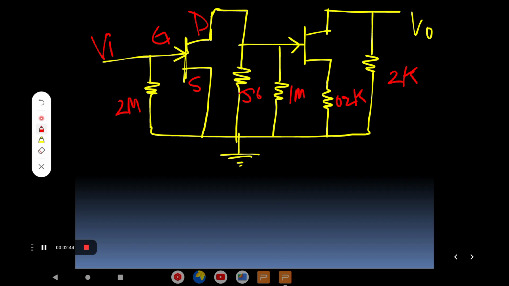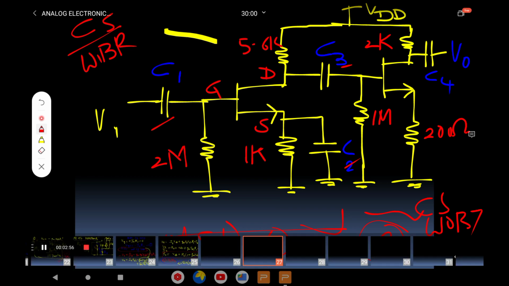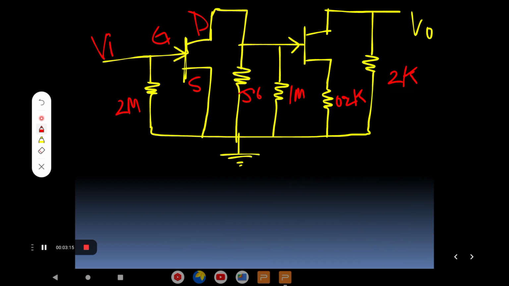Obviously there is some assumption there. The input resistance is nothing but the gate resistance RG. This value and this 2 kilo ohm resistor are connected together. The 5.6 is also connected to the ground, and the 1 mega ohm, 2 mega ohm and 200 ohm resistors are connected in this fashion. Therefore, this is the overall circuit reduced. That means the circuit can be redrawn after performing some modifications, which I will note down here.